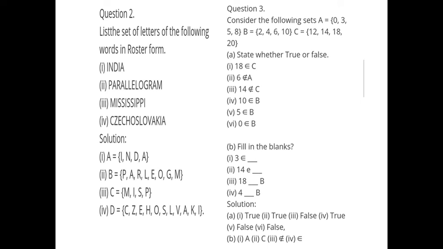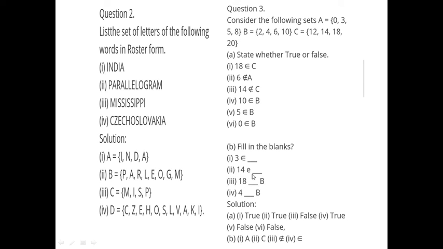And question 3b, fill in the blanks. First one, 3 belongs to dash they have given. We have to fill in to which set the 3 belongs. See, look at the three sets A, B and C and say in which set the element 3 belongs to. See, it belongs to the set A. Therefore, 3 belongs to A. We have to write 3 belongs to A.